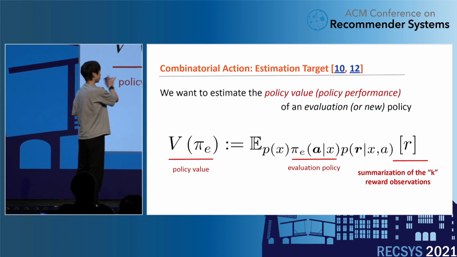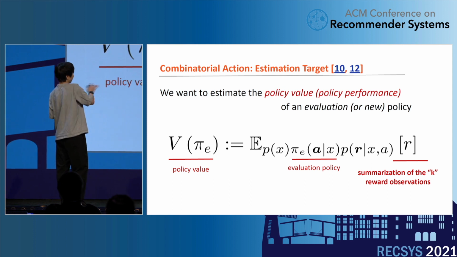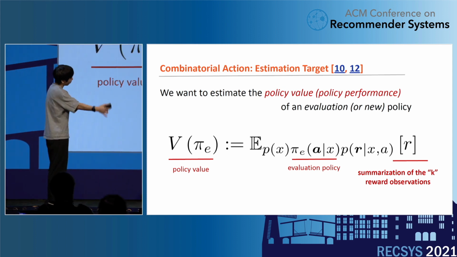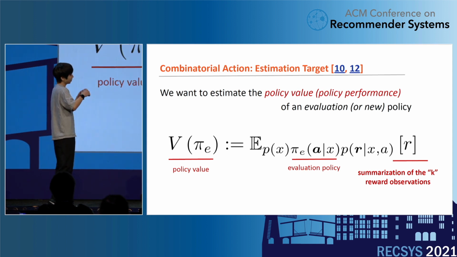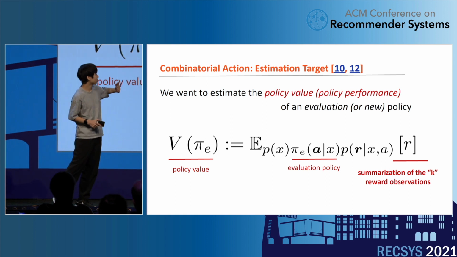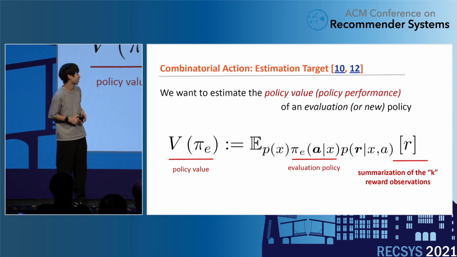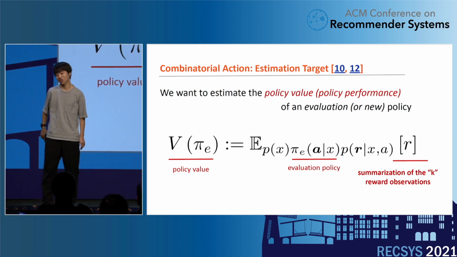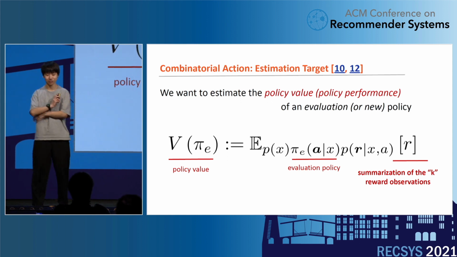The first notable notational difference is that the evaluation policy is now a distribution over the action vector, not the action variable, right? So we have a distribution over the combination of actions. That's one difference. Another difference is that the reward distribution is also over the reward vector, not the reward variable. So we have K different reward observations, right? That's a tiny difference here.